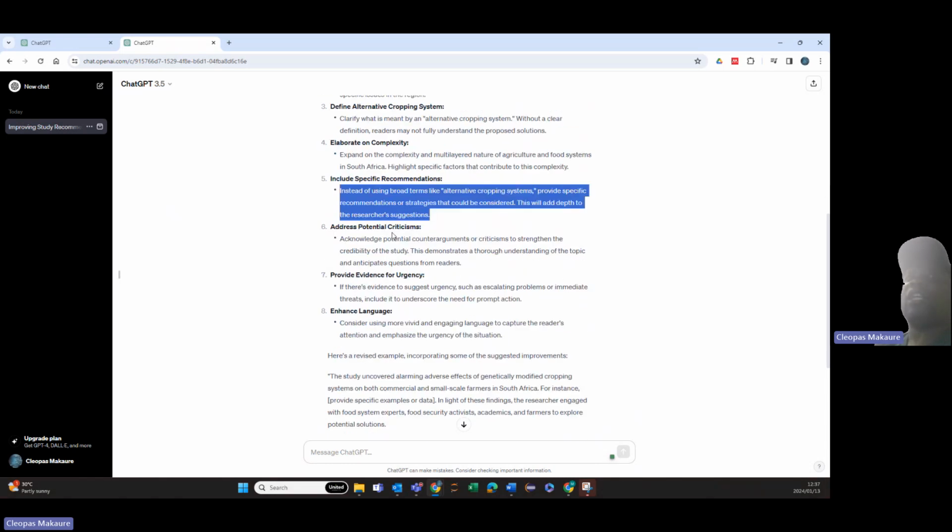Then address potential criticism, acknowledge potential counter argument or criticism to strengthen the credibility of the study. If you check my argument, it's just one-sided. ChatGPT has actually picked that up to say this argument is not balanced. Yes, it's not a balanced argument for some reasons, because I'm now going in to suggest the alternative cropping system. I'm now going to suggest the policy changes in South Africa. So I think it will be acceptable to some extent.